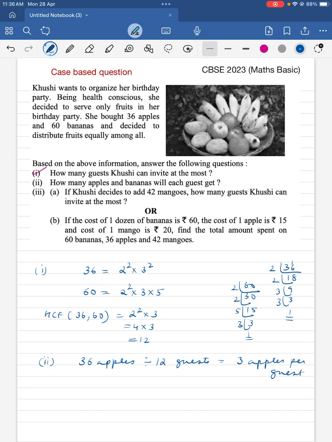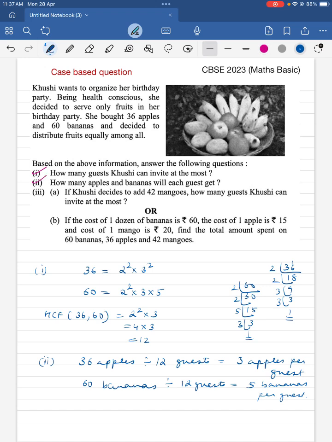Also, if I want to find out the number of bananas each guest would get, 60 bananas divided by 12 guests would give me 5 bananas per guest. Okay. So basically, the answer to the second part of the question is each guest would get 3 apples and each guest would get 5 bananas. Okay, so we've answered the second part of the question now.